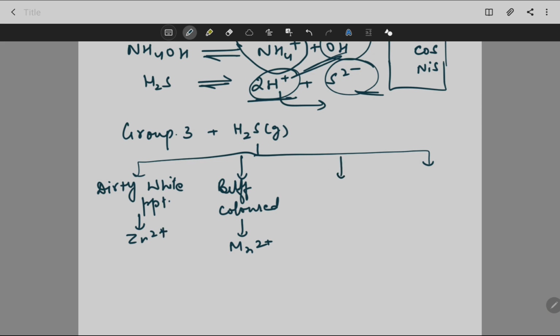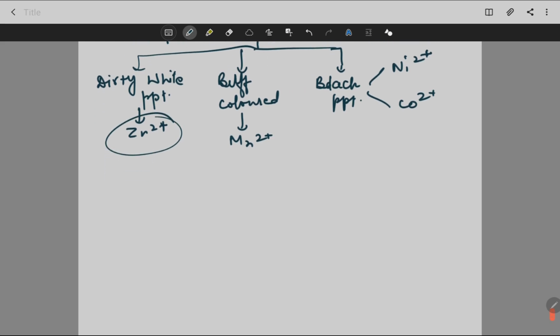If we have black colored precipitate, then it may be any of the two. It may be nickel or it may be cobalt, Ni2+ or Co2+, but that can easily be concluded just by observing the color of the salts. So we will start with the confirmatory test of zinc.